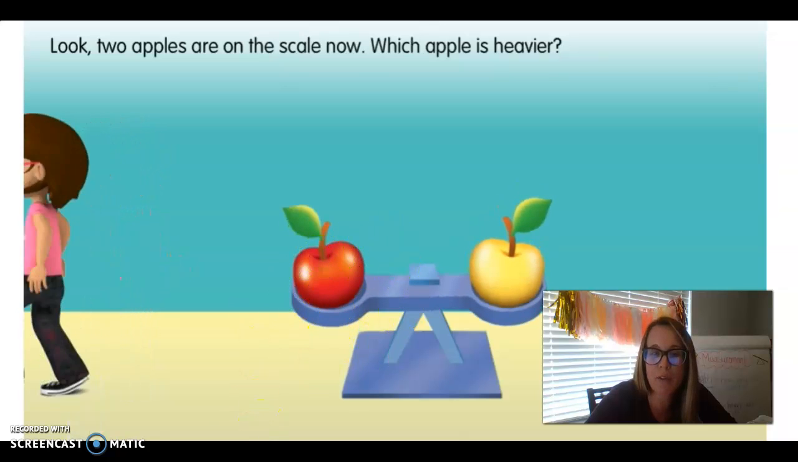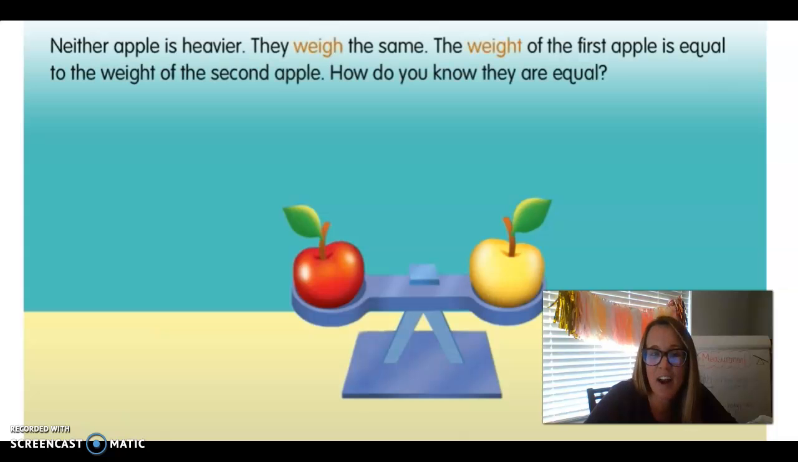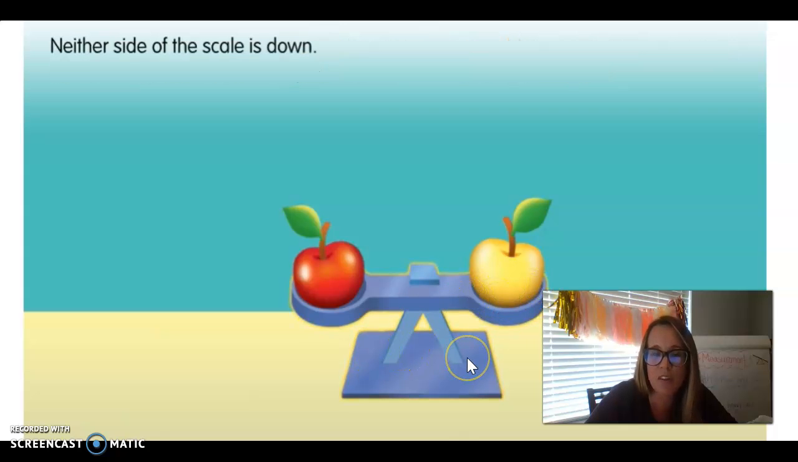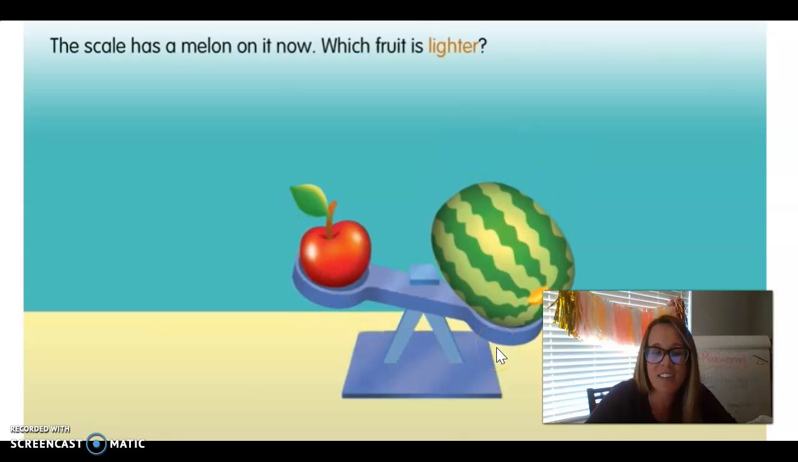Look, 2 apples are on the scale now. Which apple is heavier? Is the red one heavier than the yellow one? Is the yellow one heavier than the red one? Neither apple is heavier. They weigh the same. The weight of the first apple is equal to the weight of the second apple. How do you know they are equal? Neither side of the scale is down.